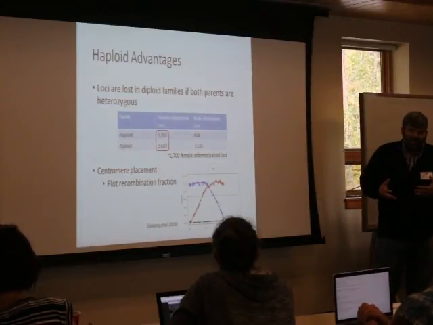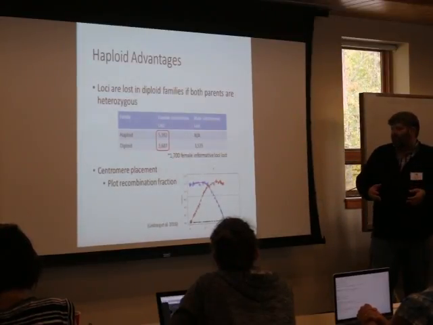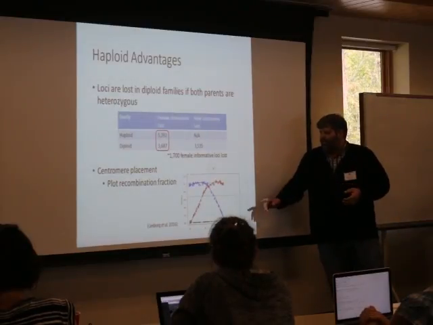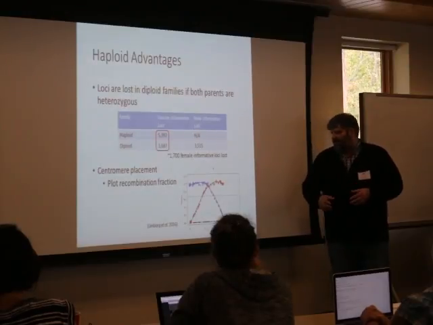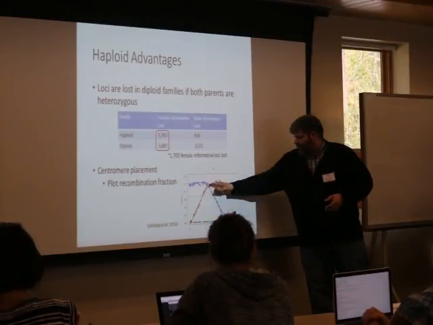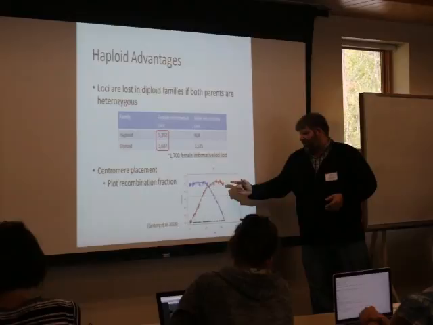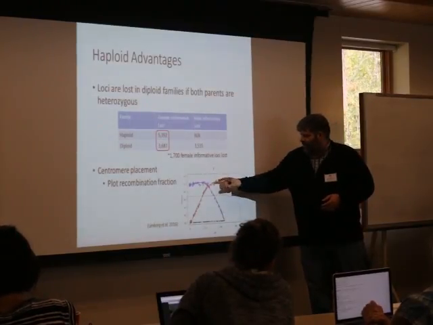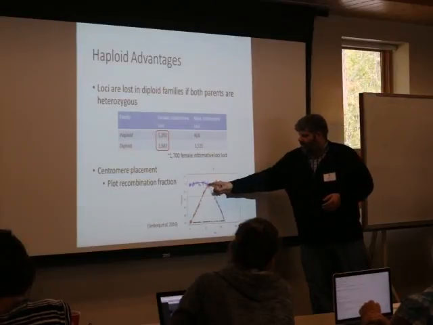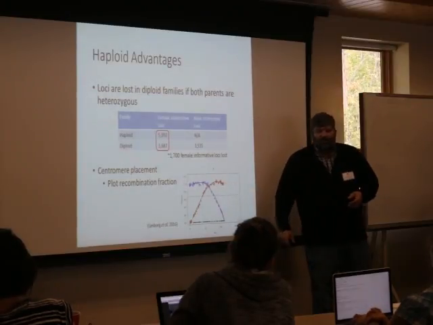If you do haploid families, you can also use them to place centromeres by plotting the recombination fraction. This is an example of a metacentric chromosome. When you plot the recombination fraction, you just plot it from either end of the linkage group, and for a metacentric, where they meet in the middle is where the centromere is located.